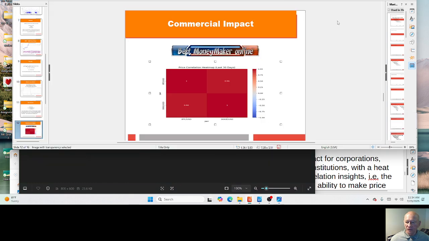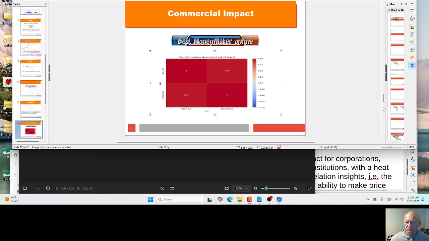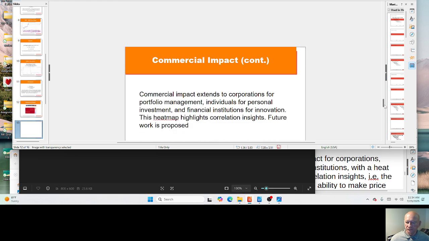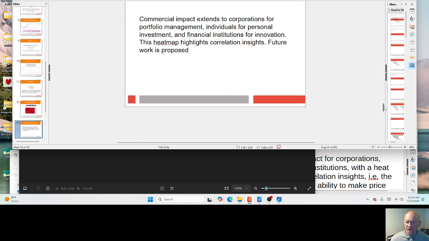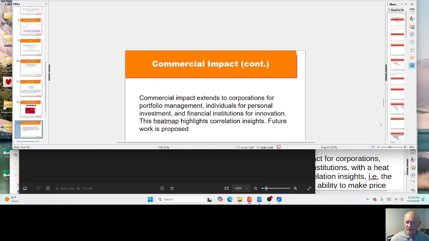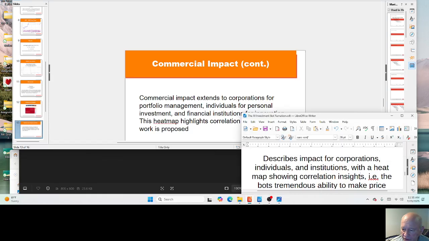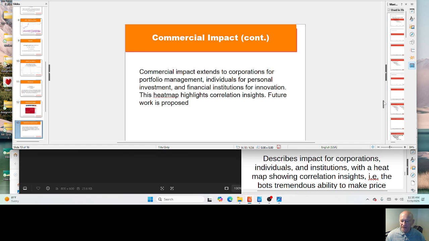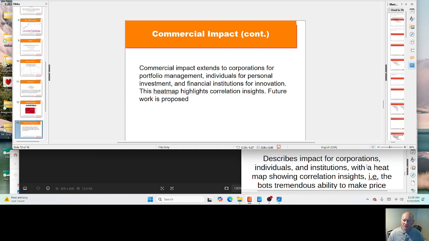And then we'll go on from there. Noting the commercial impact includes extends to corporations for portfolio management, individuals as well for personal investment, and to financial institutions for innovation. The heat map highlights correlation insights and future work is proposed because of its strength.